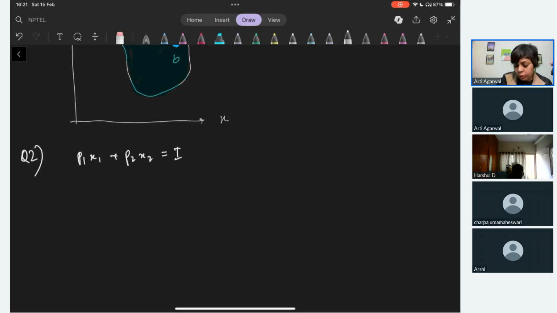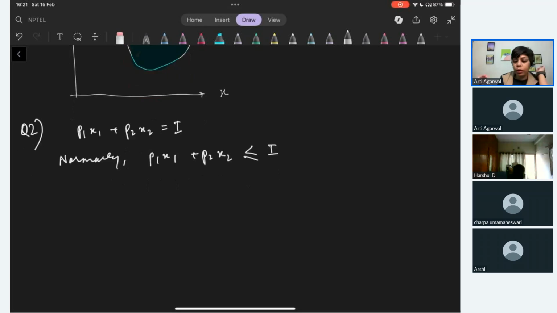Normally, what we have is P1 X1 plus P2 X2 is less than or equal to I, right? Because you may not use up your entire budget, right? But in this particular situation, you are given that you are using the entire budget. So we can just go with the equality and forget about the inequality.